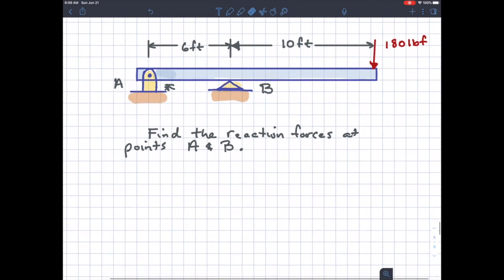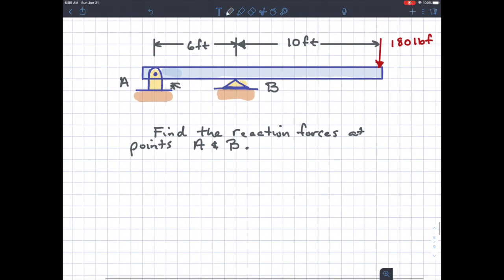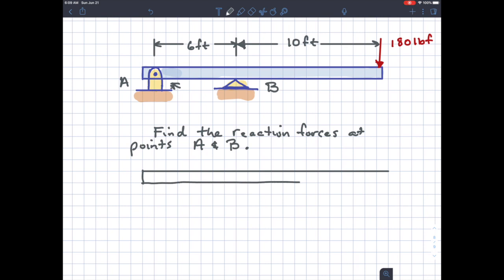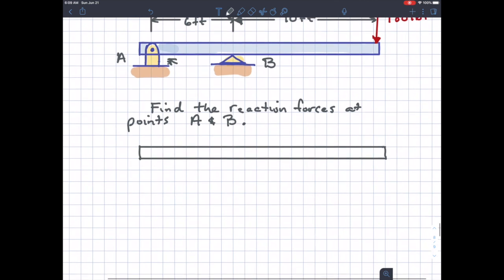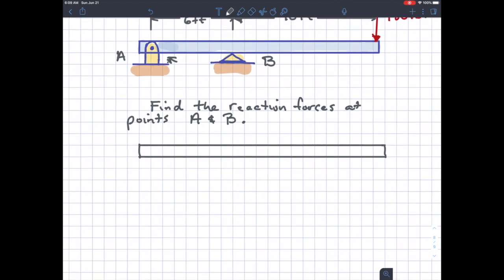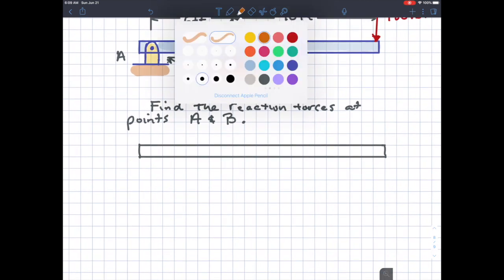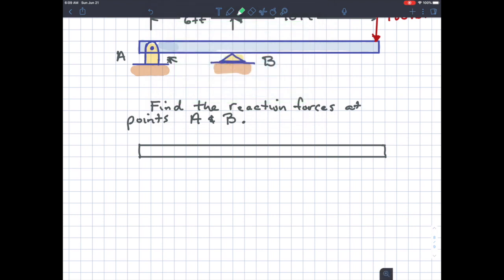We get started by making a free body diagram. So let's make a free body diagram of the beam. Okay, so there's the beam. And at this point we need to model the forces at point A, and point A is connected with a pin.